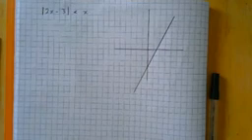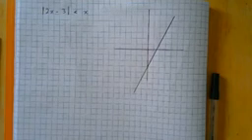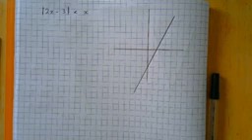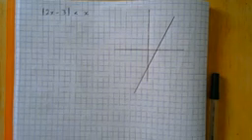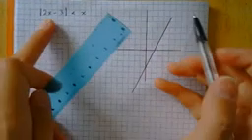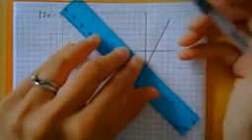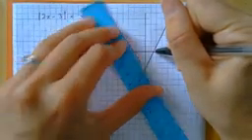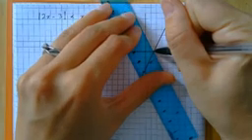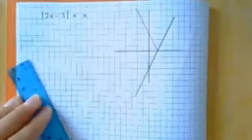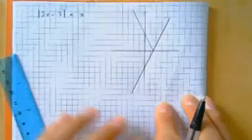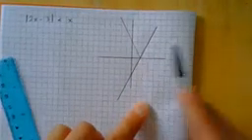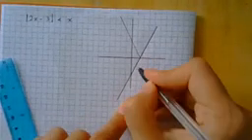Something like that. It crosses at minus 3, and every time I go across 1, I go up 2. So it looks something like that. And then what do I want? I want the modulus of this. So instead of going down, that part of the graph is going to go up like that. Okay? So that's what my modulus graph looks like.